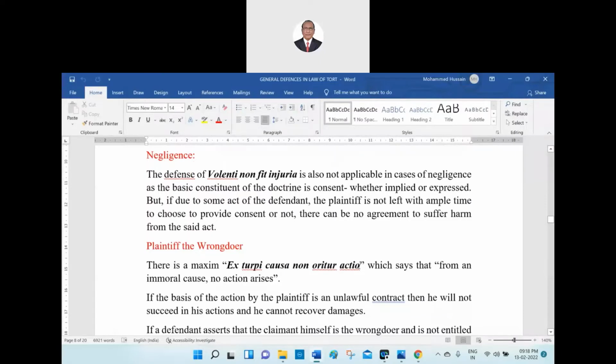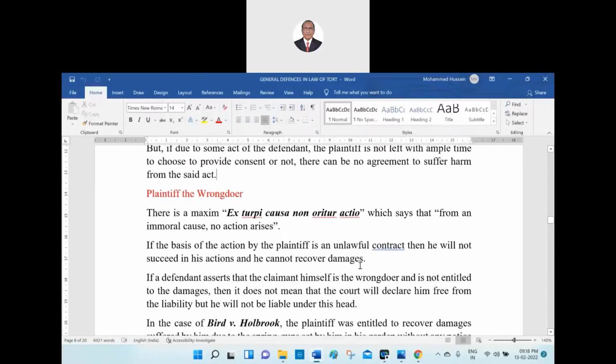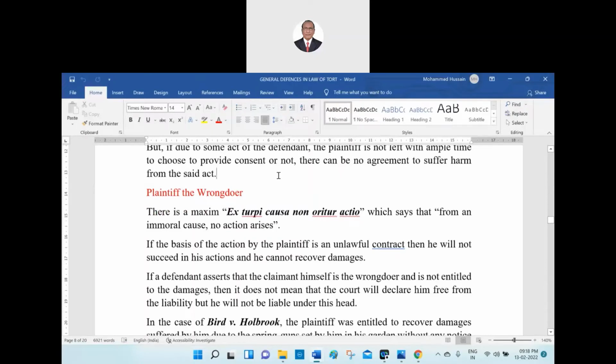as the basic constitution of the doctrine is consent, whether implied or expressed. But if due to some act of the defendant, the plaintiff is not left with ample time to choose whether to provide consent or not, there can be no agreement to suffer harm from the said act. Suppose, out of necessity, one works under the mine, either in a shaft, incline or open cast. It doesn't mean that they have given consent for death.